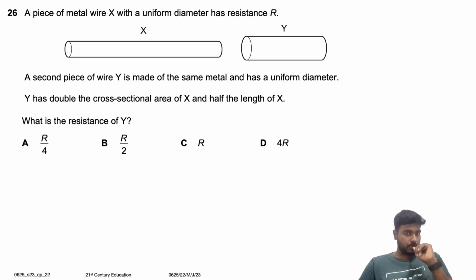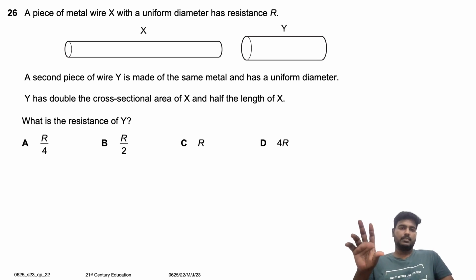A piece of metal wire X with a uniform diameter has resistance R. A second piece of wire Y is made of the same metal and has a uniform diameter. Y has double the cross-sectional area of X and half the length of X. What is the resistance of Y? Now they are the same material, just the cross-sectional area and the length have changed. Double the cross-sectional area and half the length of X.